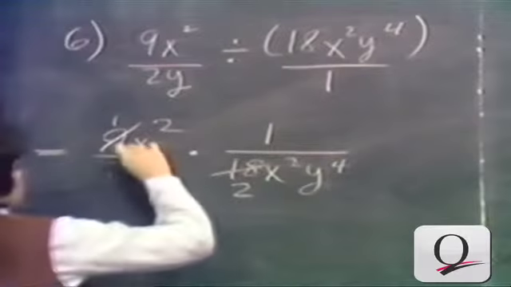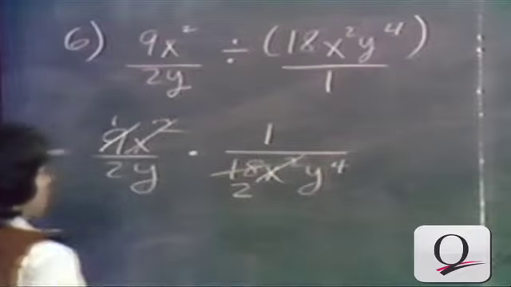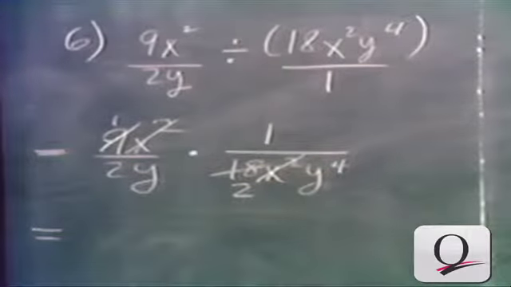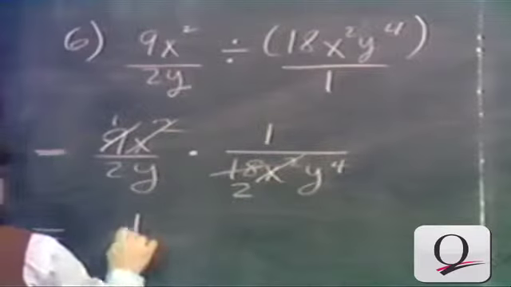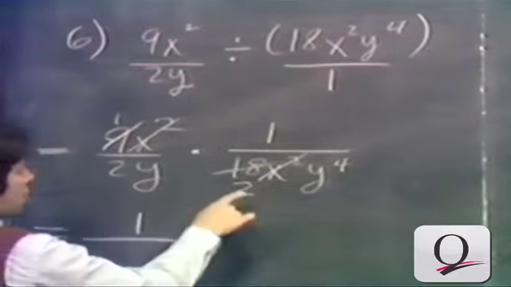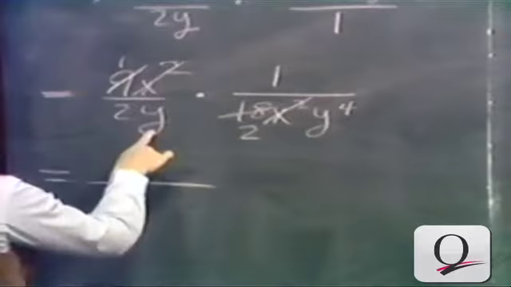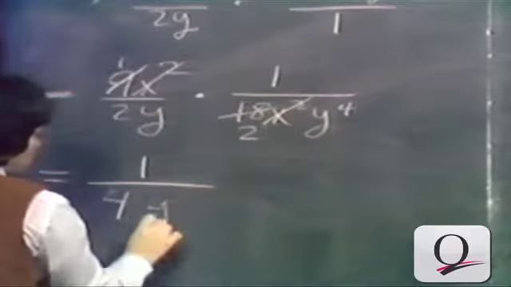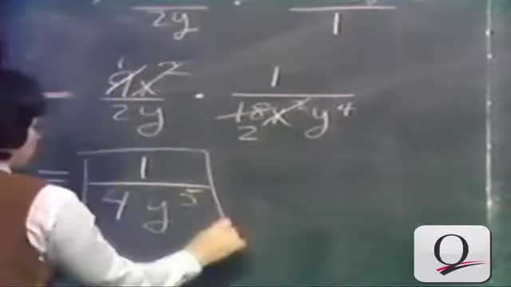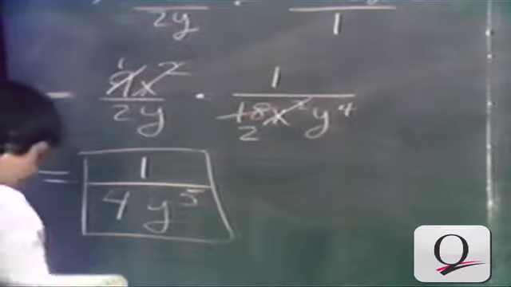Divide top and bottom by x squared. That will cancel that. So let's see what we have. On the top, we have only 1 left. And on the bottom, 2 times 2, that's 4. Y times y to the 4th, giving us y to the 5th. 1 over 4, y to the 5th.